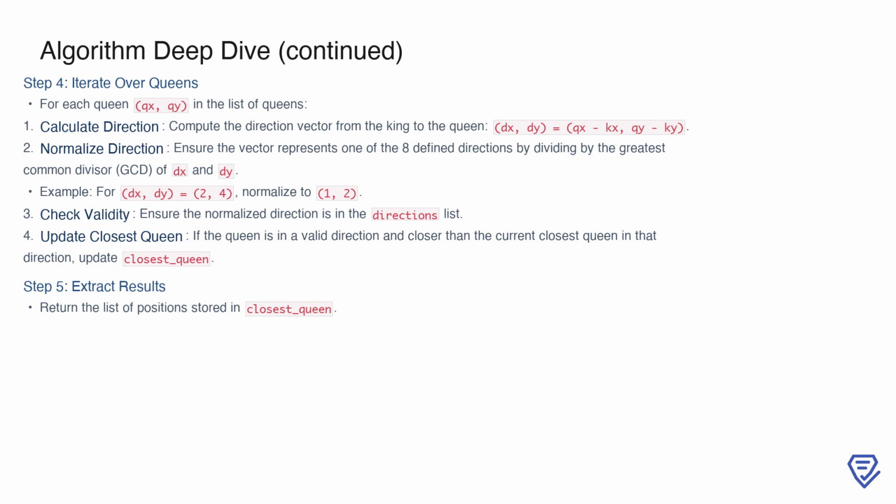We then check if this normalized direction is one of the valid directions in our directions list. If it is, we compare the queen's distance to the king with the current closest queen in that direction. If this queen is closer, we update the closest_queen dictionary to reflect her position. By systematically processing each queen this way, we ensure accurate tracking of potential attackers.